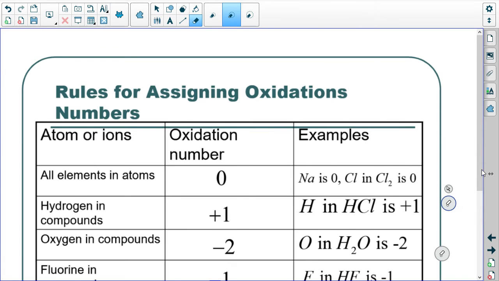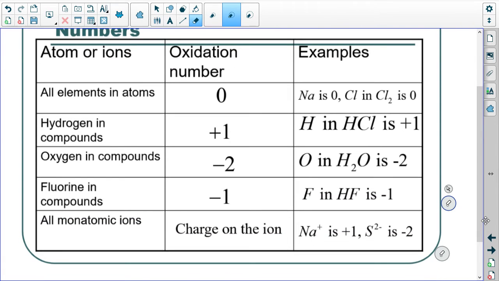So here are the simple rules. Only 5 of them. If you have an element in its elemental state, you assign it a 0 oxidation. That means there's no imbalance in electrons and protons, real or apparent. So if sodium is by itself, you assign it 0. If Cl is in the form Cl2, which is its elemental form, you assign it a 0. Anything in its elemental form gets assigned a 0 because there's no apparent or real electron charge.